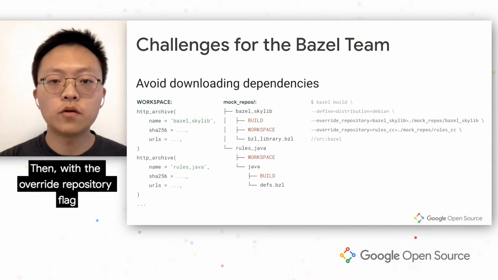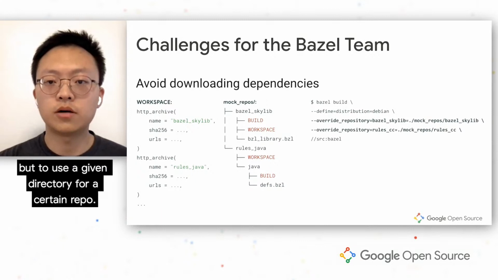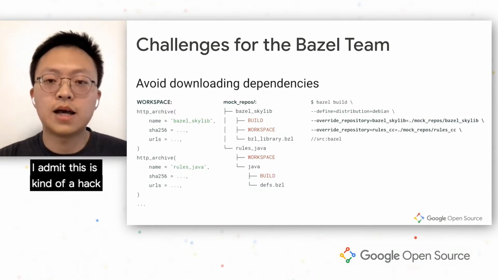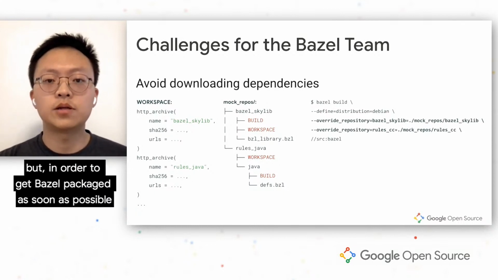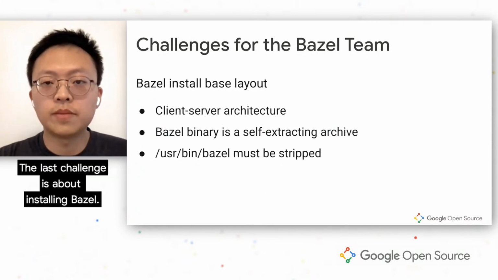Then, with the override_repository flag, we can tell Bazel not to download those dependencies, but to use a given directory for a certain repo. I admit this is kind of a hack, but in order to get Bazel packaged as soon as possible, this is still acceptable. The last challenge is about installing Bazel.